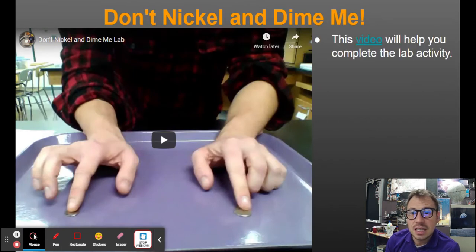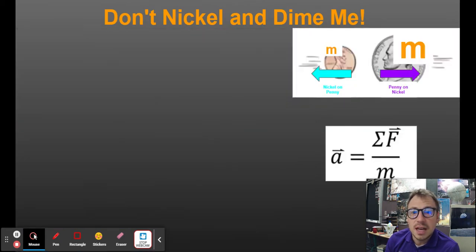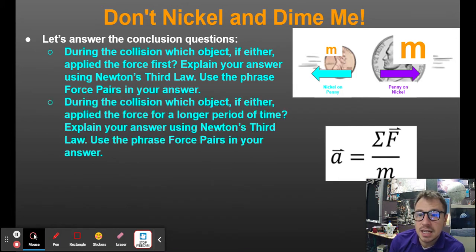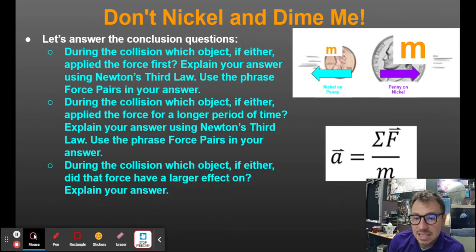So we did this lab. It's the Don't Nickel and Dime Me lab. If you're sliding a nickel and a penny together, at the moment of collision those forces are going to be opposite and equal, and they're going to be applied at the same time for the exact same amount of time. Now, if you did this experiment, it's going to have a larger effect on that penny. That penny is going to go bouncing off, but the nickel will just sort of come to a rest.